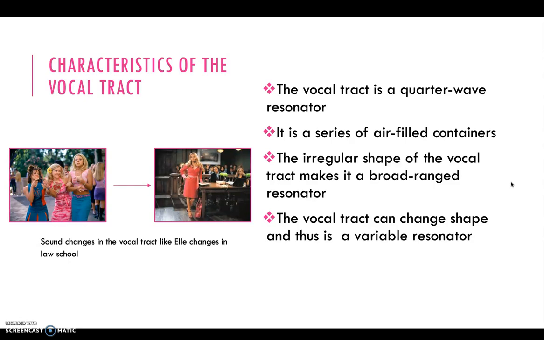The last characteristic of the vocal tract is the one that I think is the hardest to grasp, but the most important. It can change shape and is thus a variable resonator. When we move our articulators, the entire shape of our vocal tract changes. Thus, the vocal tract is a variable resonator. This means that the resonating frequency changes as the vocal tract changes shape. So when we move our articulators, the resonating frequency of each of our cavities in the vocal tract changes. Keep in mind while we go through that sound changes in the vocal tract like Elle changes throughout the movie. She goes from sorority president to lawyer.